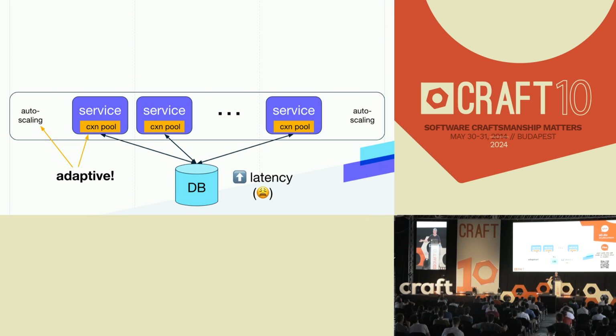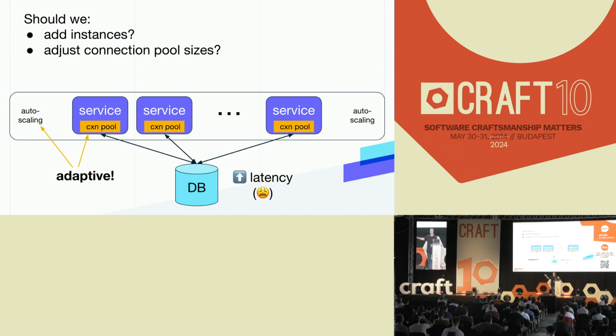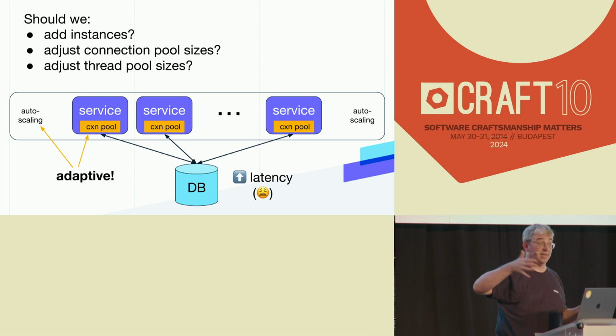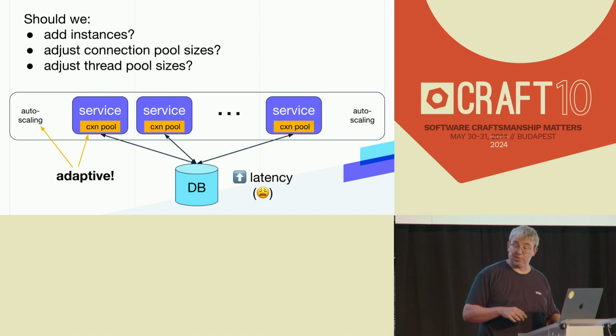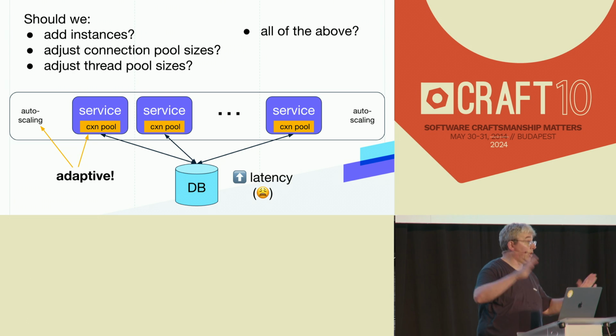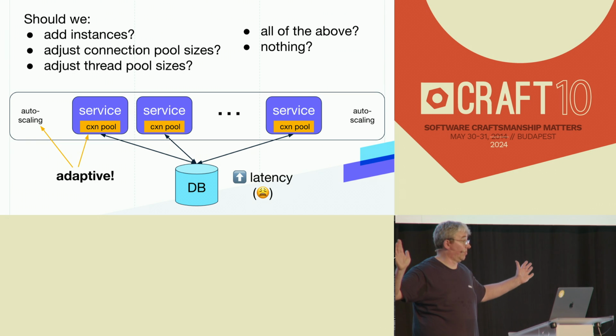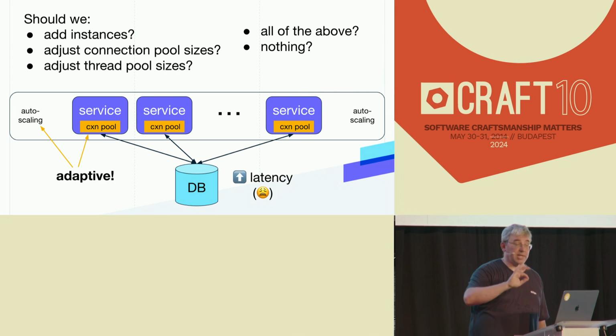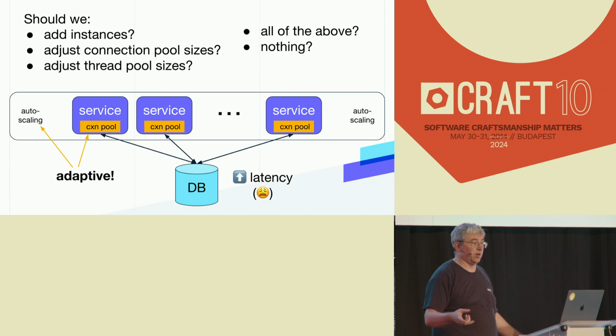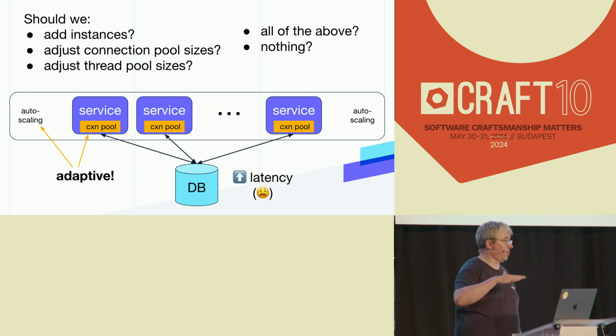So when we see a spike in latency at the database, which of the following things should we do? Should we add more instances of the service? Should we adjust the connection pool sizes of each of the service instances to the database? Should we adjust the thread pool sizes in the main service threads of the services? Should we do all of those things? Or should we do nothing? Like we said before, sometimes I don't need to do anything, right? Because I have these multiple mechanisms that are adapting on their own, I don't have a way to figure out which of these things to do.